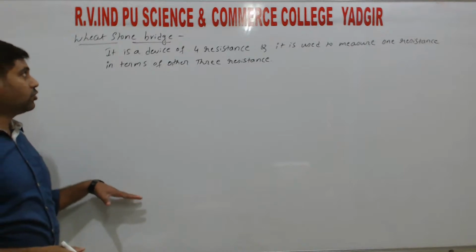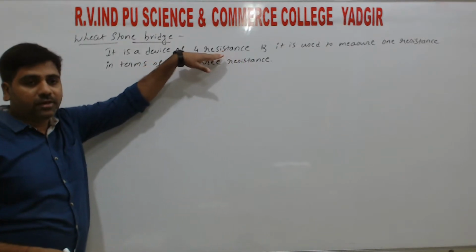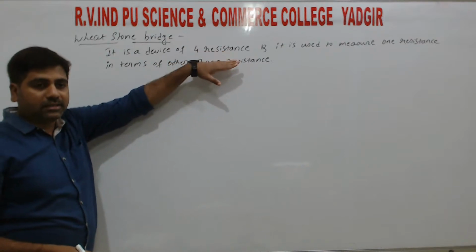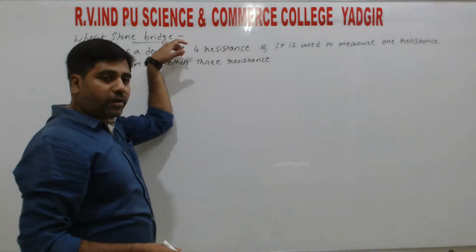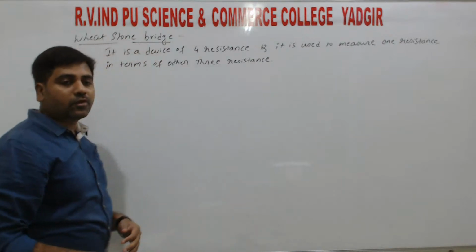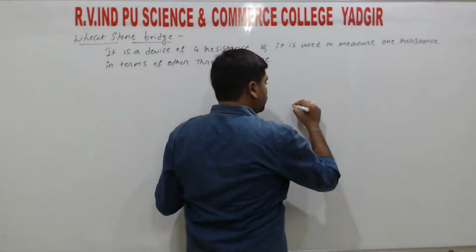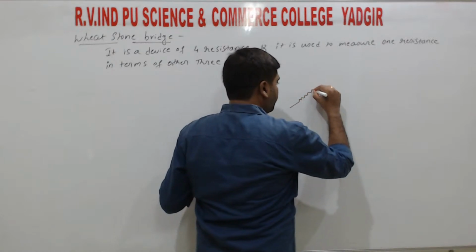So what is a Wheatstone bridge or Wheatstone network? It is a device of 4 resistances, that means it consists of 4 resistances. What is the purpose of the Wheatstone bridge? It is used to find one resistance in terms of the other 3 resistances, right? So the diagram for the Wheatstone bridge is in this form.